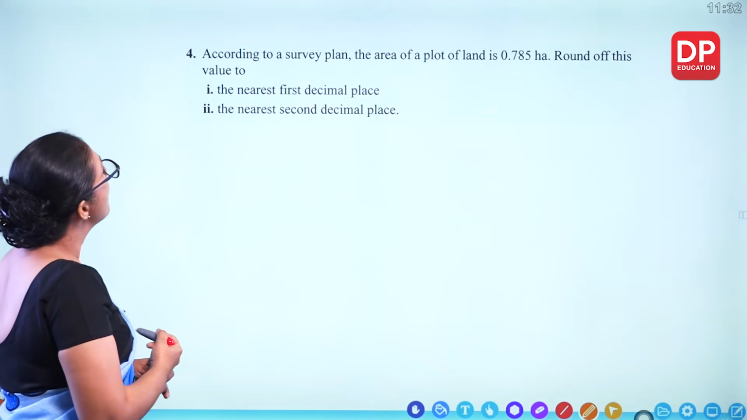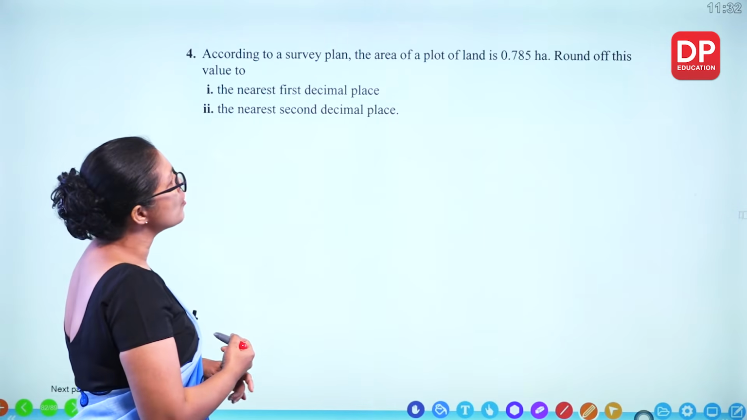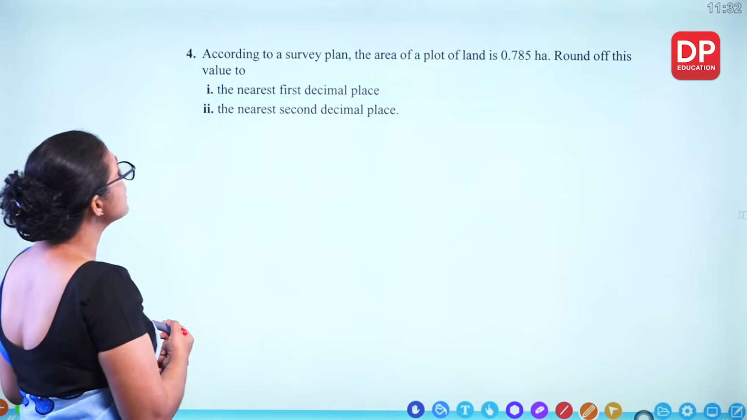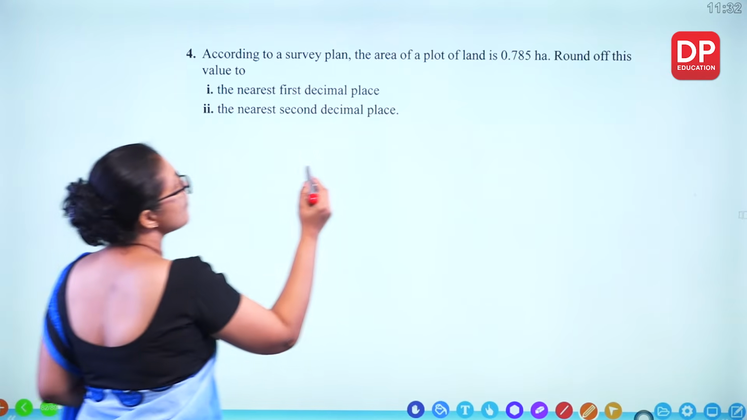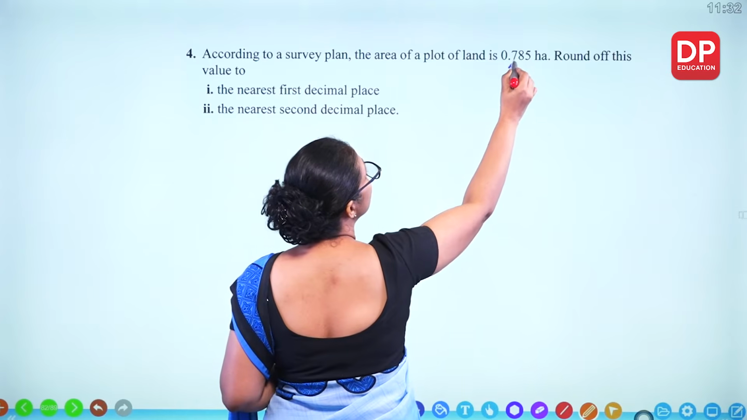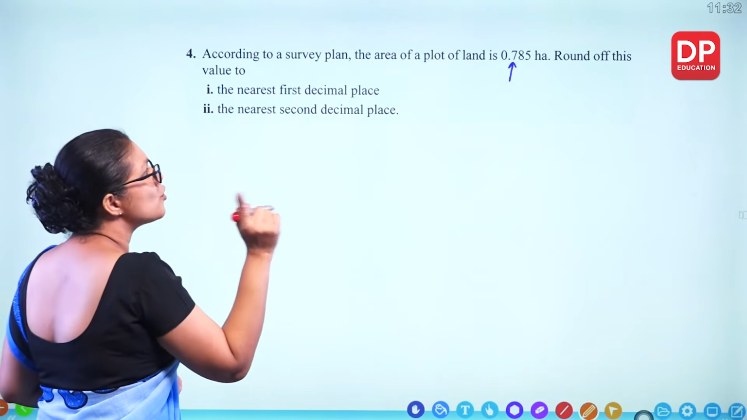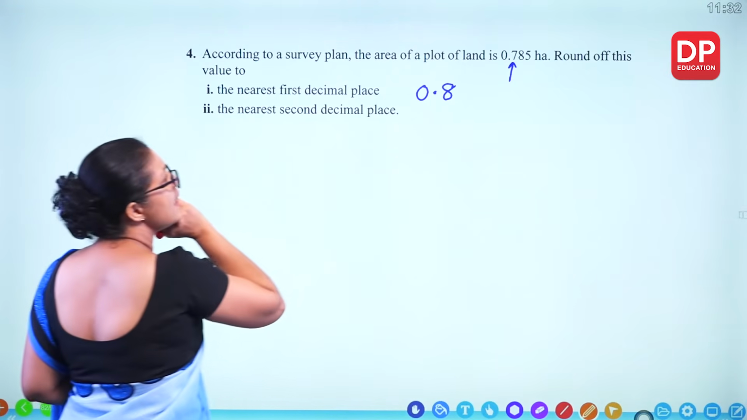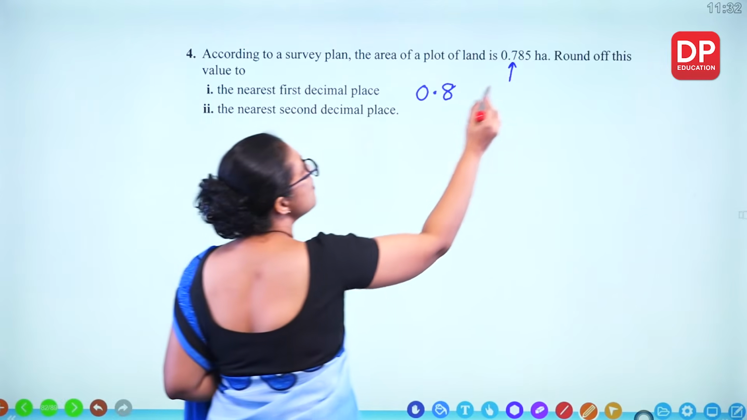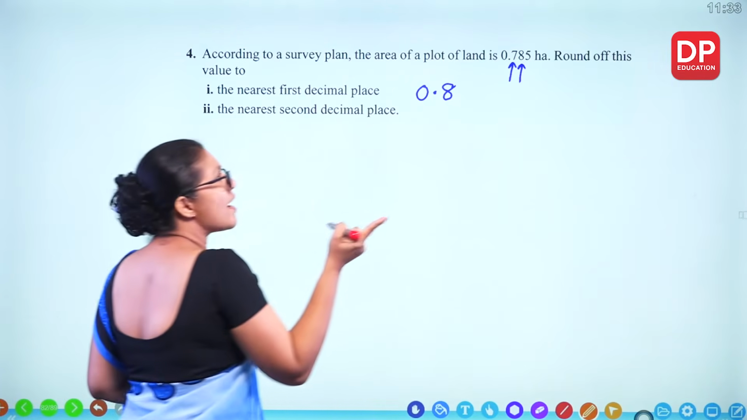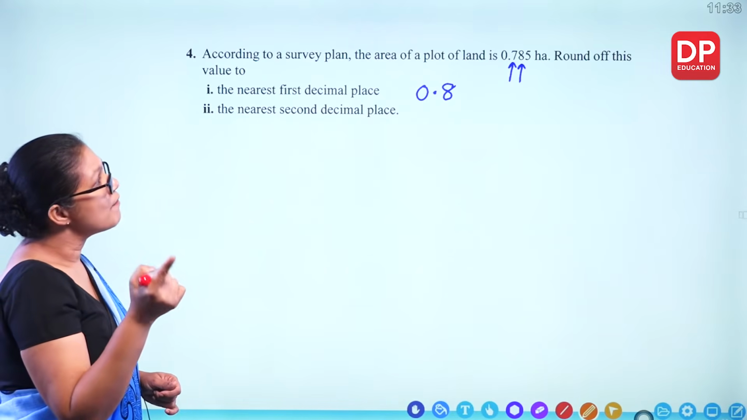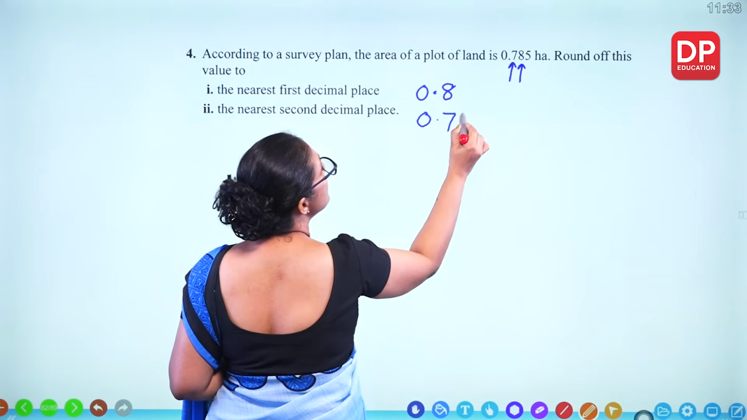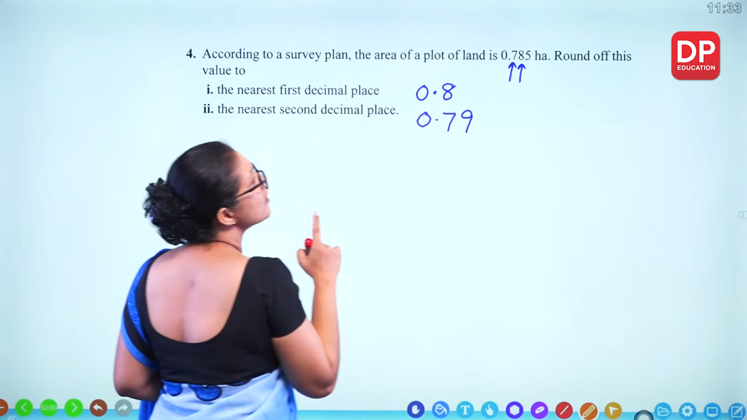Question number 4. According to a survey plan, the area of a plot of land is 0.785 hectares. Round off this value to the nearest first decimal place. The first decimal place is here. The next digit is more than 5. So you have to add 1 to the previous digit, that's 0.8. Second decimal place, this is the second one. The right hand side digit is also 5 or more. So that means you have to add 1 to the previous. So you get 0.79. So both are hectares.